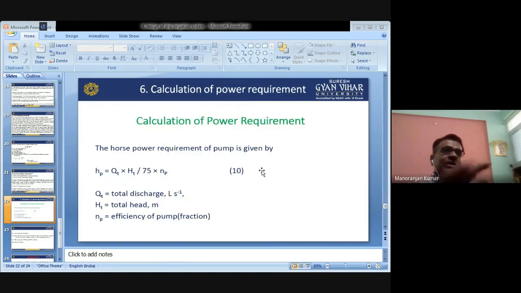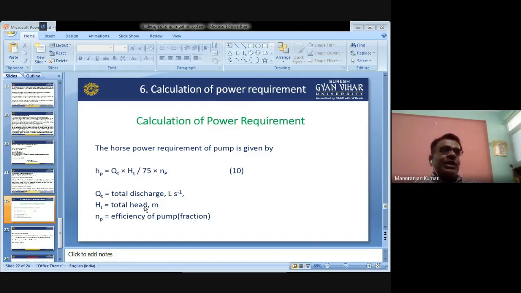Okay. Now in the last, you can calculate the power requirement of the pump, horsepower. The horsepower requirement of the pump you can calculate by this equation. Horsepower is equal to QT into HT divided by 75 into NP, where HP is the horsepower, QT is the total discharge in the one shift or in the one field. Okay? It is expressed in liter per second. You have to keep attention on this unit. So here in this formula, Q is in liter per second.